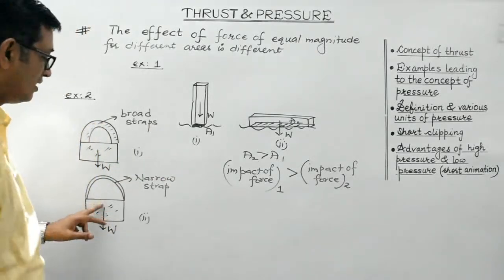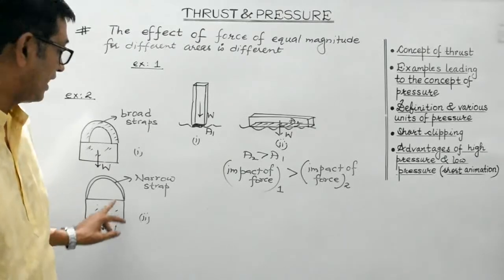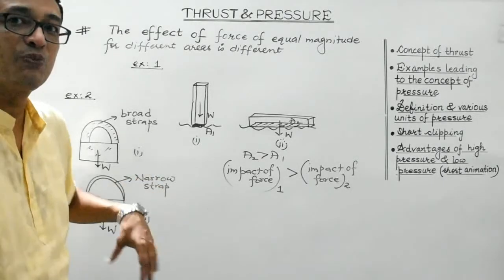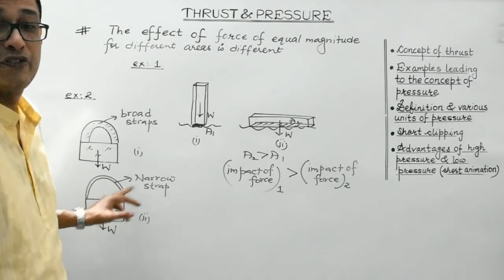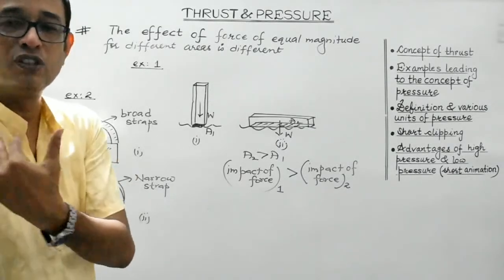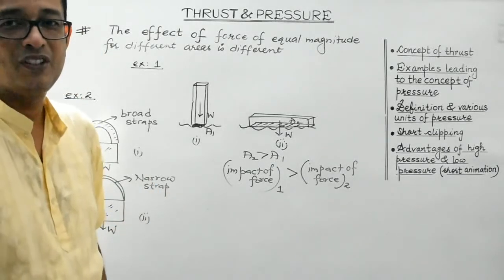While on the other hand, the impact of the weight of the bag in the case of the narrow strap, having a smaller area, would be severe. It would definitely give pain to the shoulder of the person carrying this bag with a narrow strap.